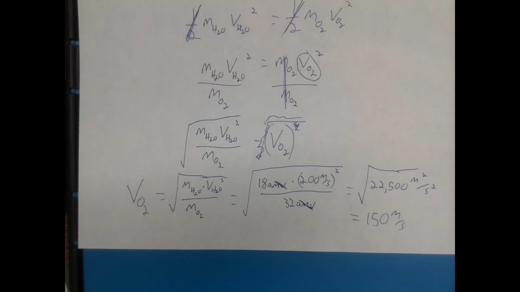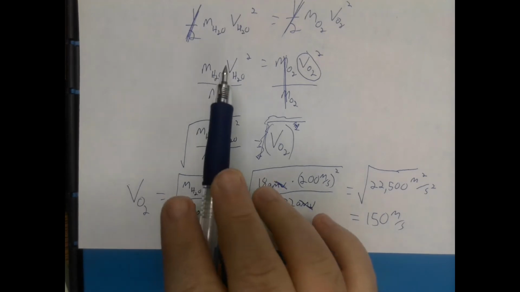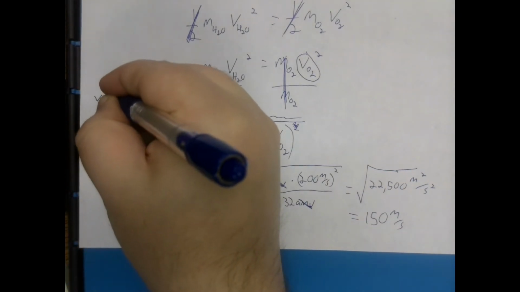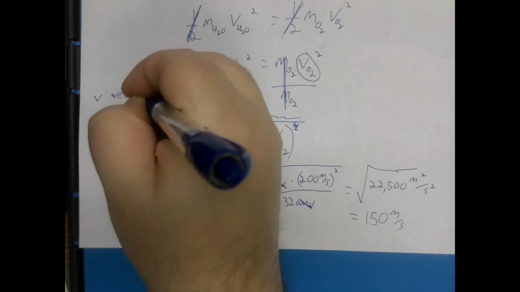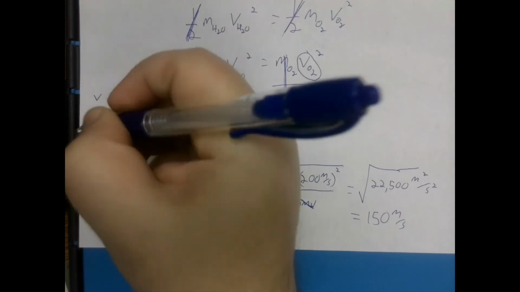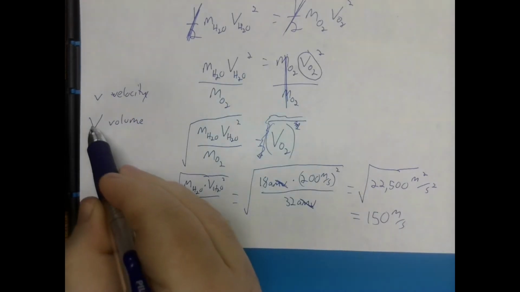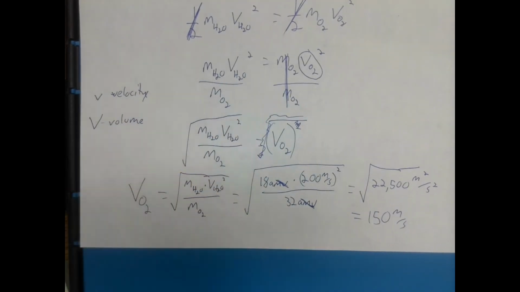Equal what? Volume. That's velocity. So, technically, I made a somewhat mistake here. The mistake is I made the V too big. V is for velocity. V is for volume. Capital V is for volume. Lowercase.